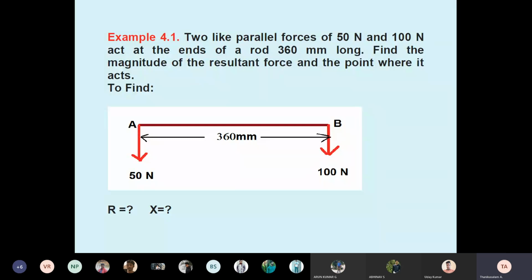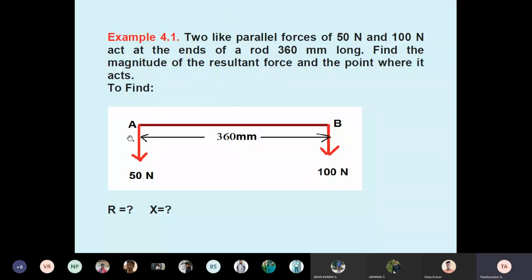We know the concept: parallel means each line is parallel with the other, whether horizontal or vertical. Here I choose vertical downward, since force generally acts vertically; when you are sitting on a chair, the force is vertical. So like means both forces act in the same direction, downward or upward. They gave 50 Newton and 100 Newton acting at the ends of a rod of 360 mm.